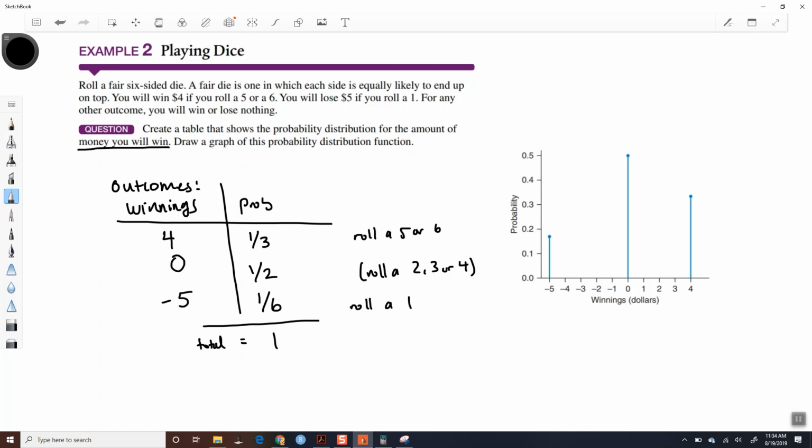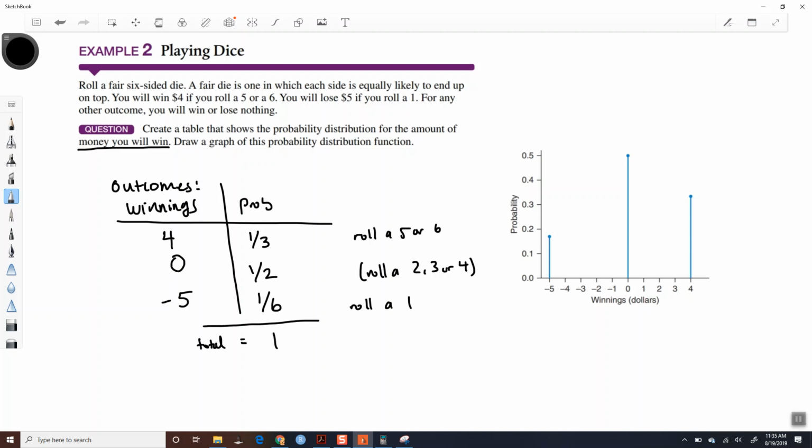So these are outcomes that we call discrete. You either win $4 or you win 0. You can count the number of outcomes here. Here we have 3 possible outcomes. In other situations, we can count the number of outcomes. In some cases, we are not able to actually count the number of outcomes.